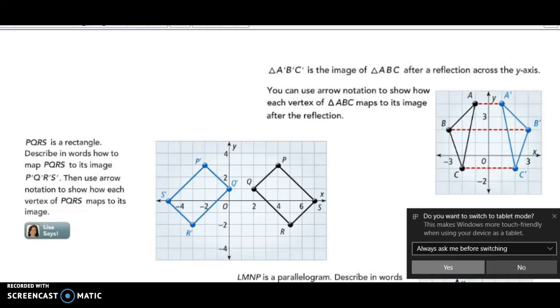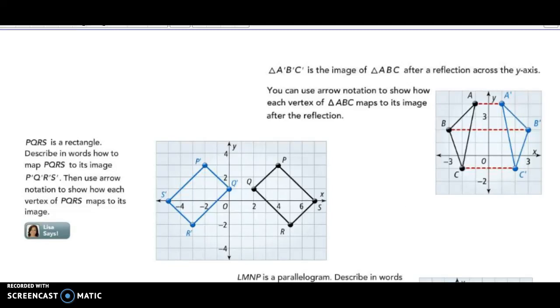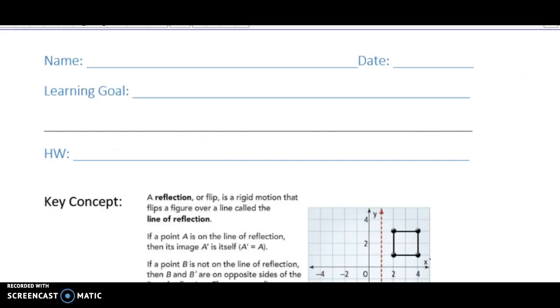All right, we are checking out lesson 9.2 today, so we're looking at reflections, similar to translations that we talked about yesterday, but some key differences that we need to pay attention to. So let's start at the beginning with our learning goal.